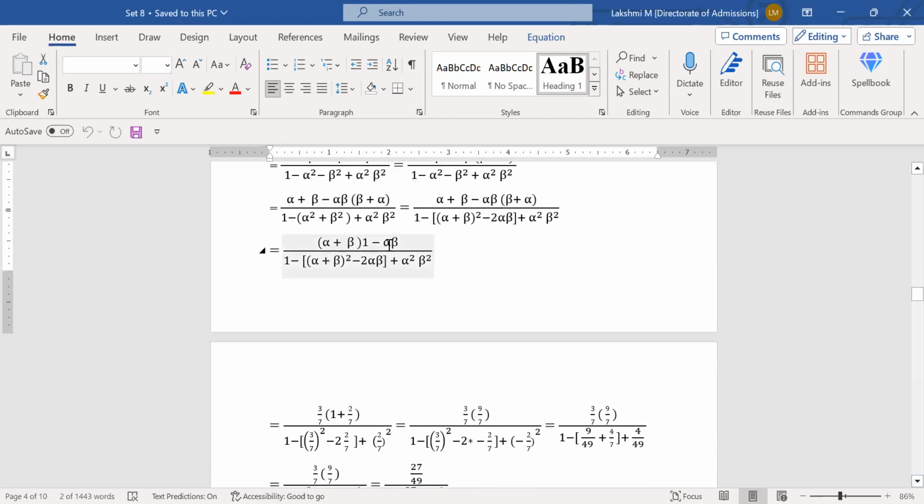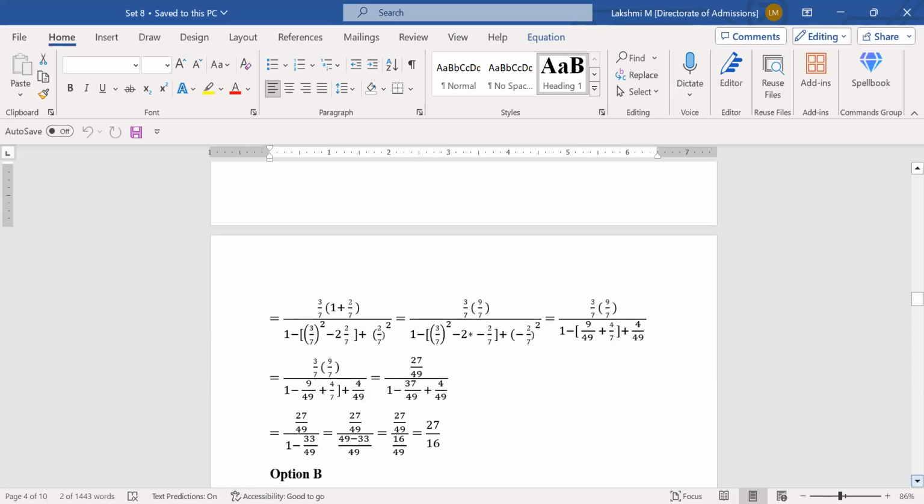You know the value of alpha plus beta and alpha beta. 3 by 7 is alpha plus beta and alpha beta is 2 by 7. You could just substitute for those values. So 3 by 7 into 1 plus 2 by 7, divided by 1 minus 3 by 7 whole square minus 4 by 7 plus 2 by 7 whole square. Solving this, you'll get 27 by 16. That is option B. I think a lot of students have got the option B.